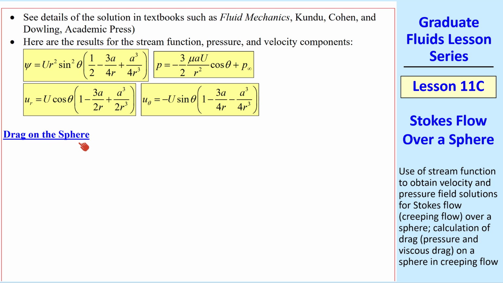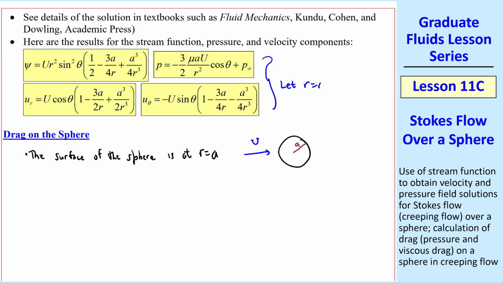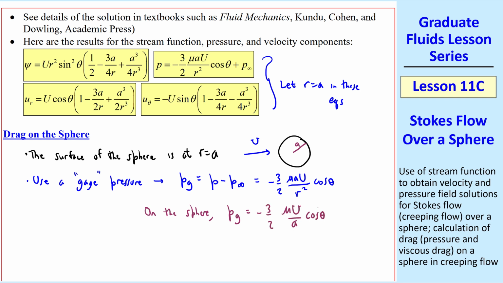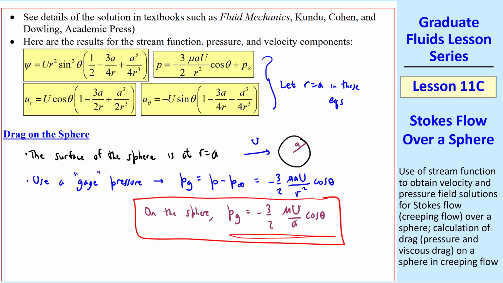Now let's calculate the drag on the sphere. We note first that the surface of the sphere is at r equal a, so we'll let r equal a in these equations to calculate the drag. We'll use a type of gauge pressure, which I'll write as Pg equal the actual pressure minus P infinity. From here then, Pg is minus 3/2 mu Ua over r squared cosine theta. And then on the sphere, when we let r equal a, Pg is negative 3/2 mu U over a cosine theta. This is the gauge pressure on the body.